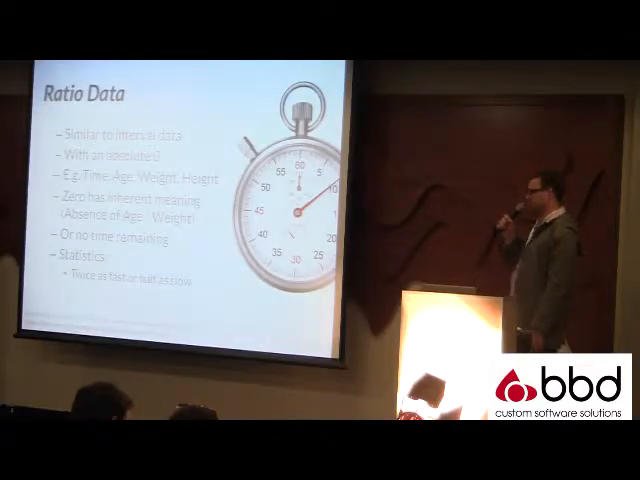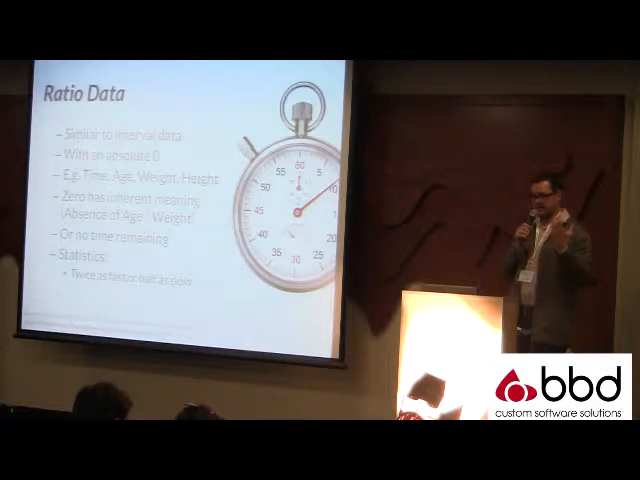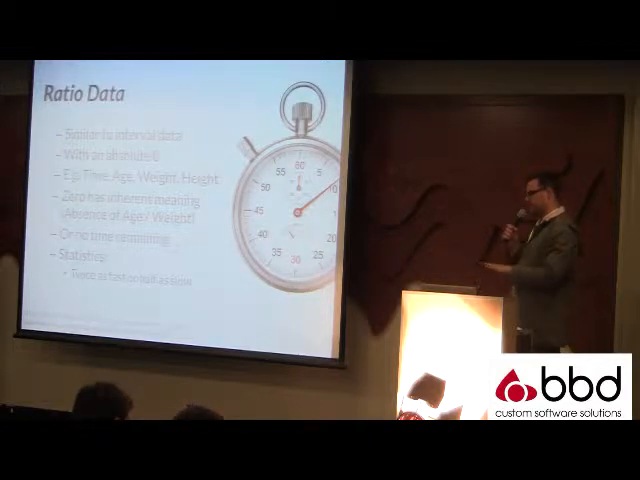Lastly, we have ratio data, similar to interval data, except here 0 has an absolute meaning. So if we look at time or age or weight or height, the absence of that has an inherent meaning. For example, if you're doing a test and no time remains, that's done, it means something, you have to stop, the test is over. So we can do stats like it's twice as fast or half as slow.